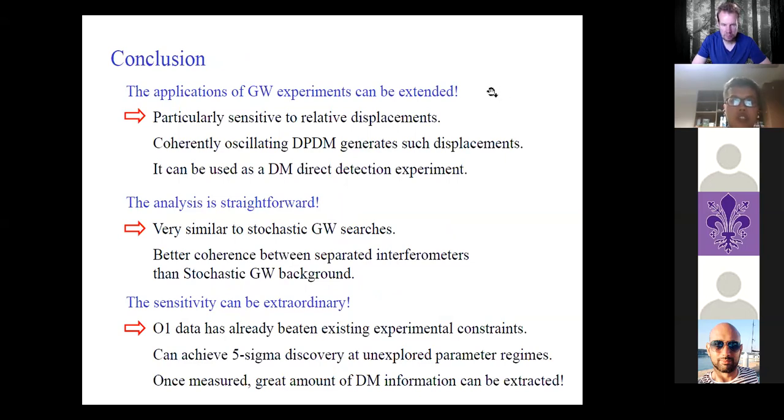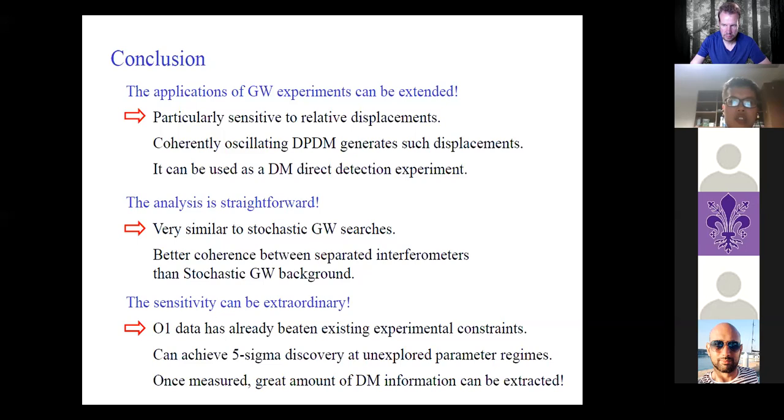The gravitational experiment is particularly sensitive to gravity displacement. At the same time, coherently oscillating dark photon dark matter generates such displacement. So the gravitational experiment can be used as a dark matter direct detection experiment. Second, the analysis of dark photon dark matter search is straightforward. It is very similar to stochastic gravitational wave searches.